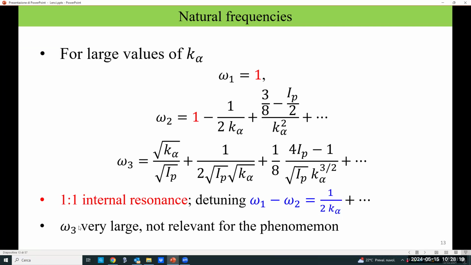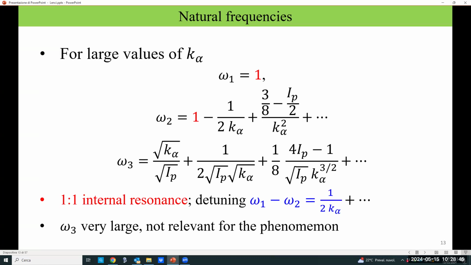Here you see that K tray is very large because it's proportional to K alpha. Very large means that it is not relevant for our phenomenon. So we will focus only on this internal resonance between omega 1 and omega 2. Omega 3, the third natural frequency, is not relevant for us and will not be taken into account. So here we have the proof: as expected, we are not surprised that we have an internal resonance.